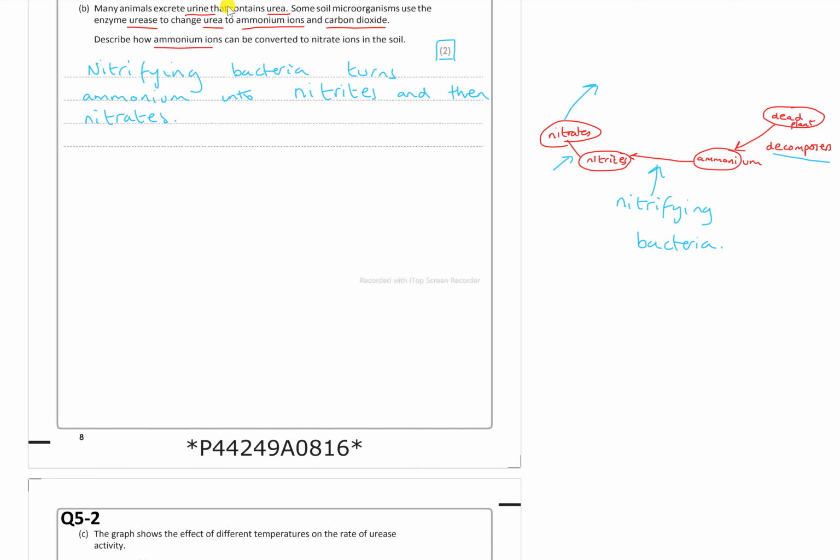So let's just quickly go through that. The dead plant is broken down, decomposed by fungi and bacteria. That turns it into ammonium. That ammonium is broken down by nitrifying bacteria into nitrites and then nitrates. And then the plant here can absorb that and use it. Okay, that's what they want.